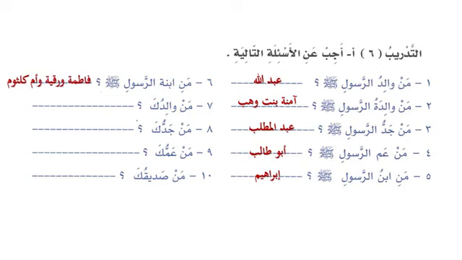And now Ja'a Dauruka. Now you have to answer about yourselves. So if I ask you Man Waliduka, you will say Walidi. Man Jadduka, you will say Jaddi. Man Ammuka, you will say Ammi. And Man Sadiquka, Sadiqi, and then you will give me his name.